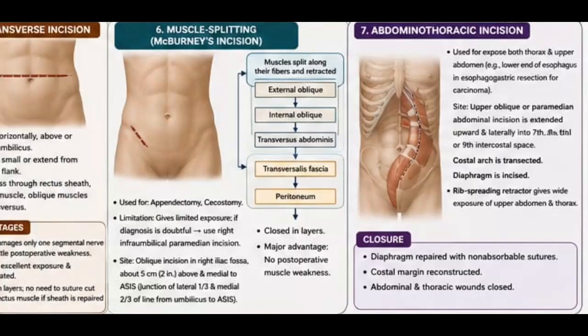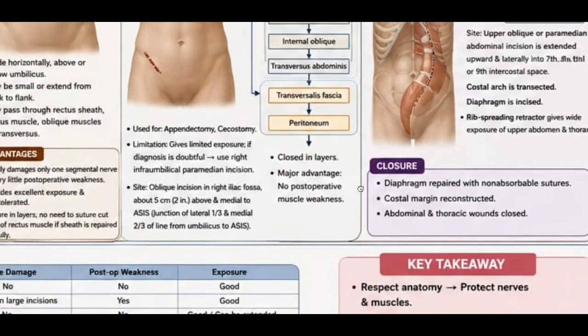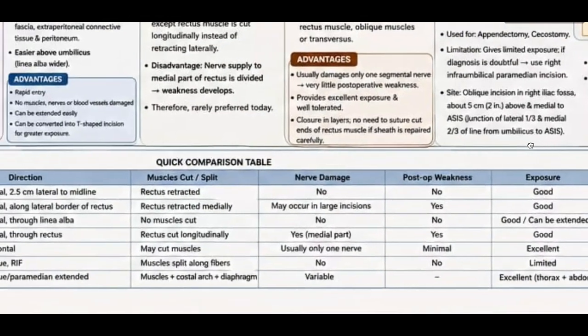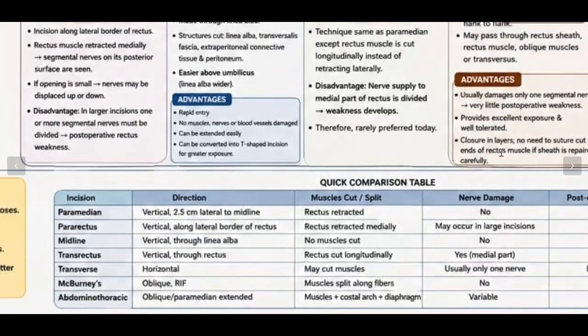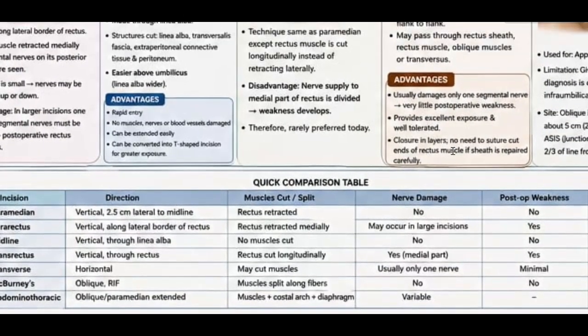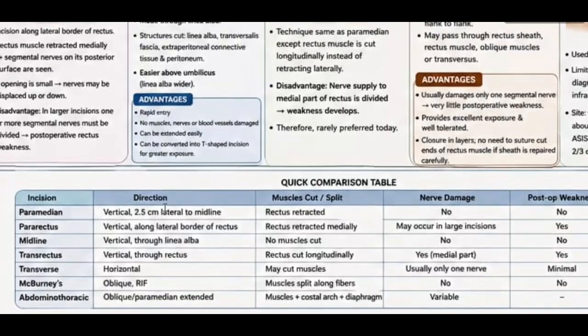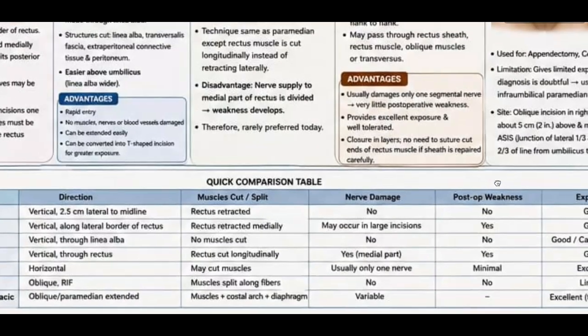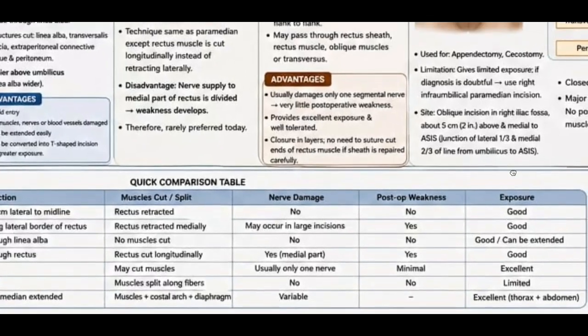So that was a total of 7 common incisional techniques that are usually used in our common practice. Now let's revise. This is a quick comparison table. I suggest you take a screenshot of this, or if you want, I can also provide these notes to you if you ask me in the comment box. I have generated this quick comparison table of all the 7 techniques. It discusses their direction, the muscles that are cut or split, whether nerve damage happens or not, whether post-operative weakness happens or not, and what kind of exposure we get in each technique.